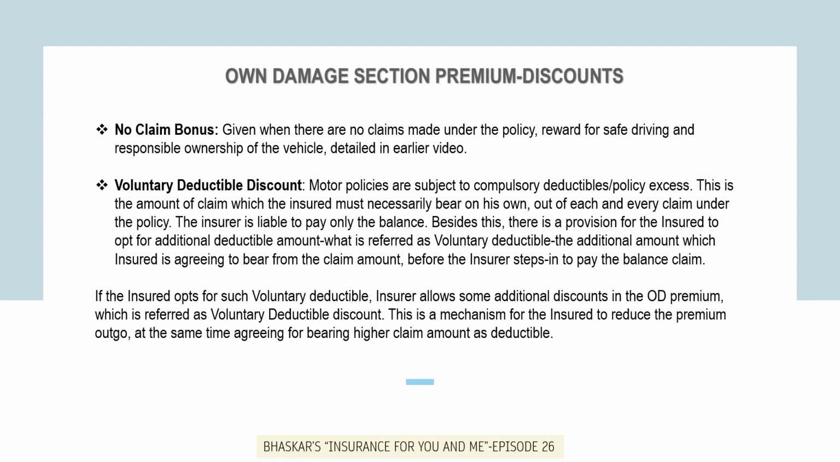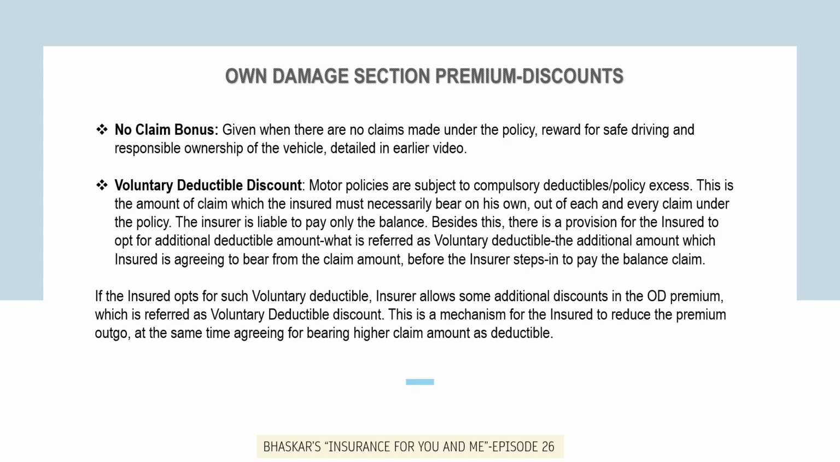The second one is known as voluntary deductible discount. The motor policies are subject to compulsory deductibles, otherwise known as policy excess. This is the amount of claim which the insured must necessarily bear on his own out of each and every claim under the policy. The insurer is liable to pay only the balance. For example, a private car policy with a capacity of less than 1500 cc is subject to a compulsory deductible of rupees 1000 for each and every claim. If there is any claim under the policy assessed for, let us say, rupees 10,000, the compulsory deductible amount of rupees 1000 is deducted and only rupees 9000 would be payable.